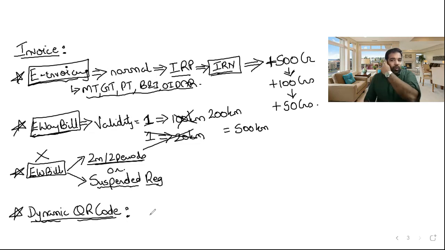Now, a dynamic QR code has to be put on your invoice. But for whom? If you have a turnover of more than 500 crores in any year since 17-18, which means very few people, then QR code is a responsibility. You have to include a QR code in the invoice.